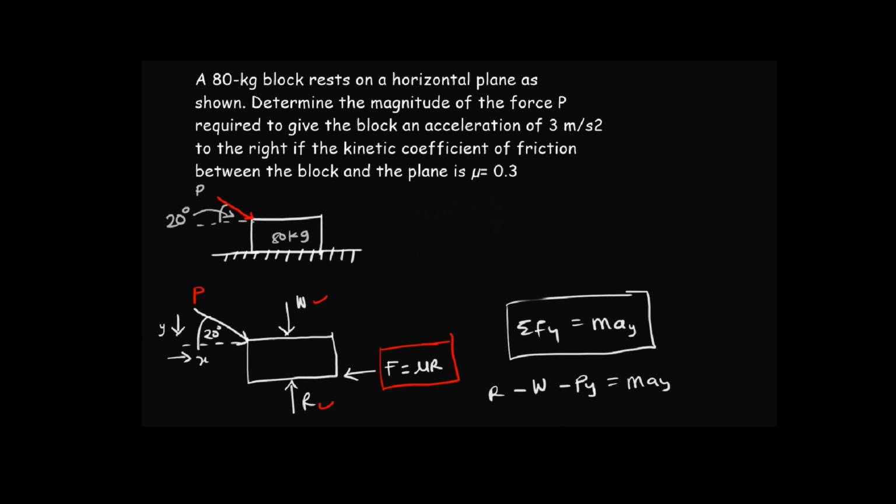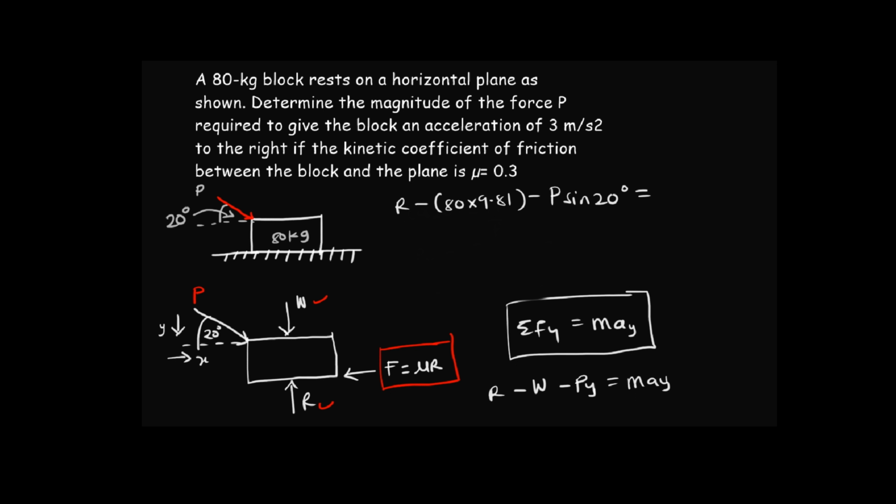Okay, so now we know the value of Py to be P sine 20 degrees. So in that case, you are going to have R minus the weight. Weight is mass times acceleration due to gravity, so that is 80 times 9.81, minus Py, which is P sine 20 degrees. So this will be equal to mass times acceleration.